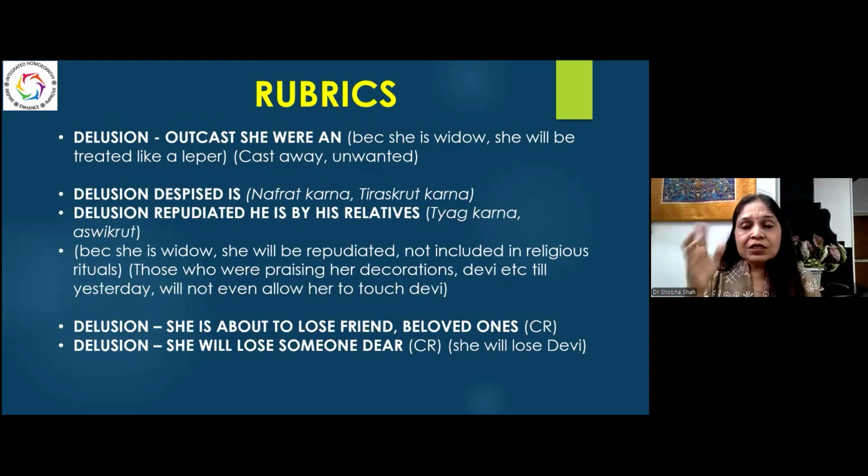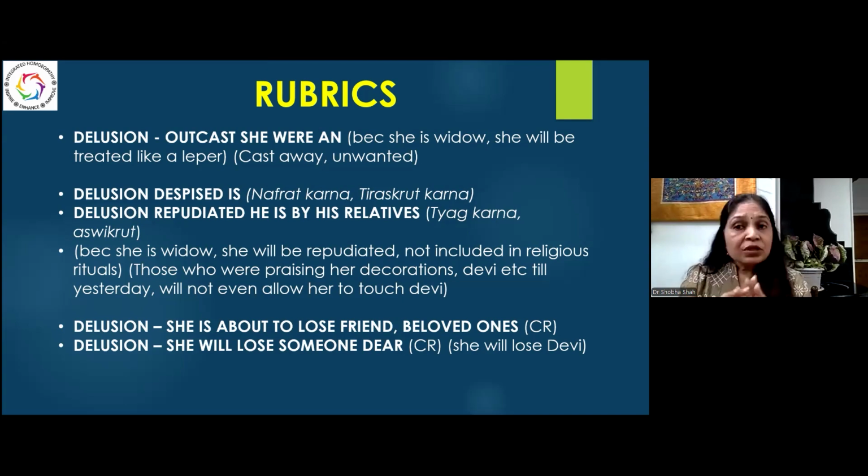So the first rubric that came to my mind was delusion, outcast, she were in. Because as if society will treat her like a leper. And outcast is as if she will be cast away, or she will be unwanted. And delusion, despised she is, and delusion, repudiated by the relatives, as if जो सोसाइटी है, द रिलेटिव्स हैं, वो उसकी नफरत करेंगे, उसको तिरस्कार कर देंगे, उसका त्याग कर देंगे, उसका स्वीकार नहीं करेंगे.